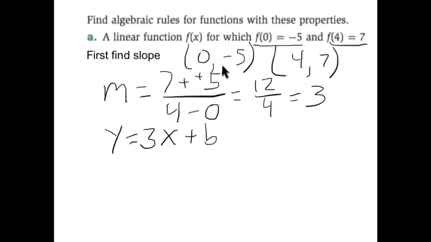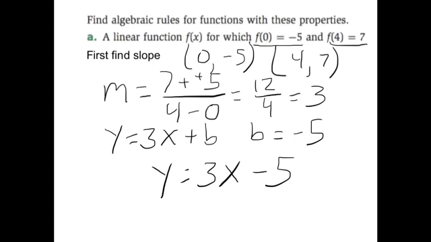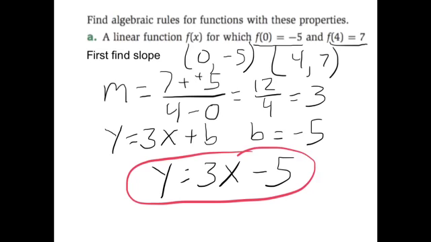And they were tricky here. This point already is the y-intercept. Notice that when x equals 0, the point y equals -5 is going to be right on the y-axis, so that's where it intercepts. That means that b equals -5, and here's the function that we get. y equals 3x minus 5. And that's the answer to part A.